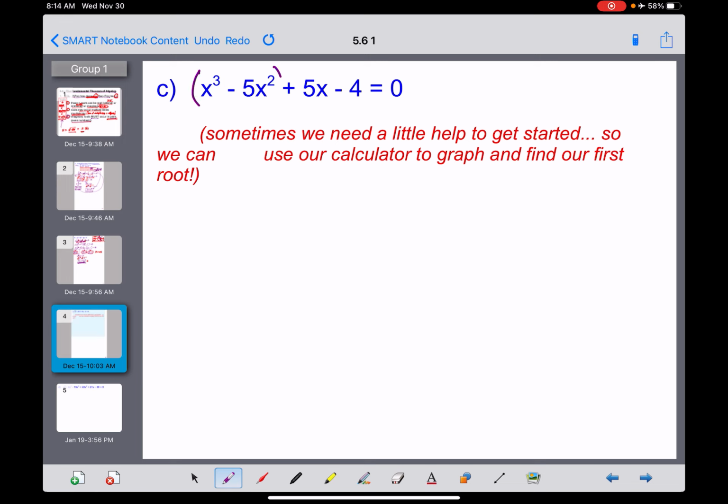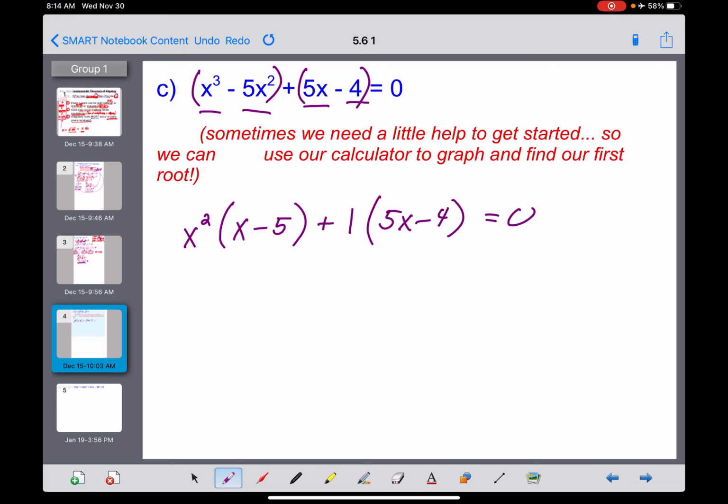So I would normally try to do factoring by grouping here. Don't write down what I'm about to do, guys, but I have a GCF right there of x squared. That would leave me with x minus 5, plus, there is no GCF to pull out right there. Well, that happened in example A, and I just stuck a 1 there, but that leaves you with 5x minus 4 is equal to 0.